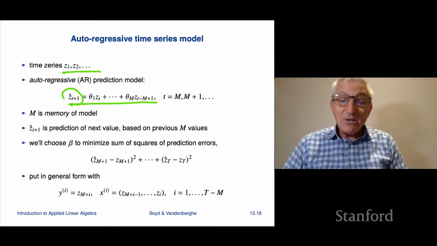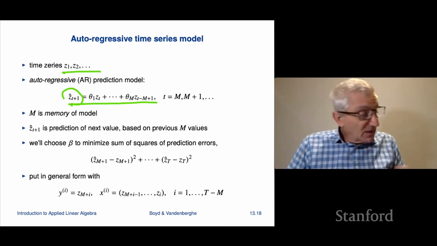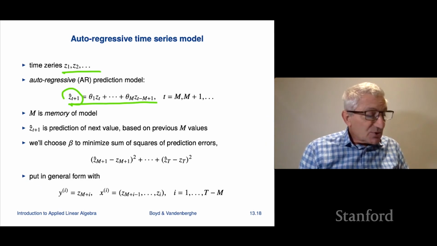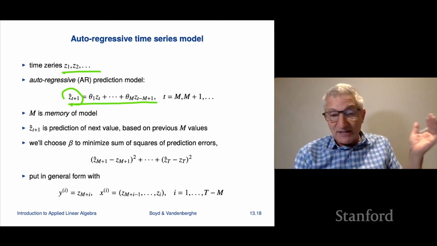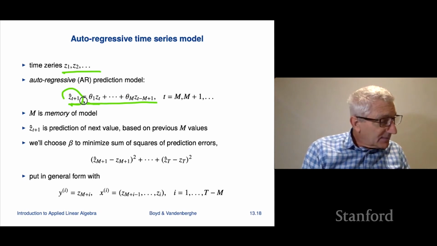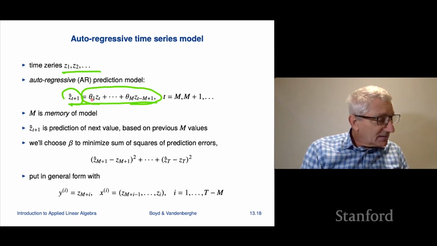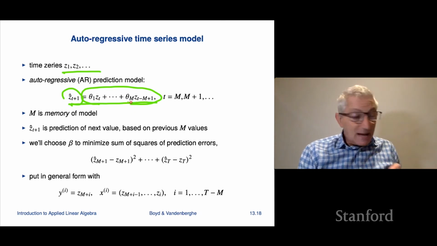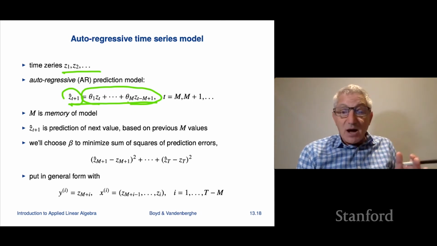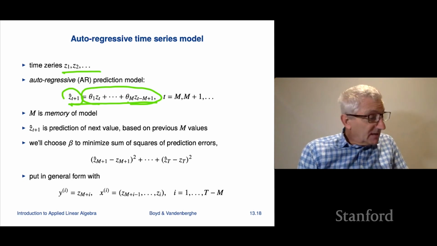Okay, so how do you make this one step ahead prediction? Well, we're going to use a regression, or you can call it a linear parameters model. But it's going to be this: theta 1 times zt plus theta 2 times zt minus 1, all the way up to theta m, capital M. M is a mnemonic for memory in the model, right?